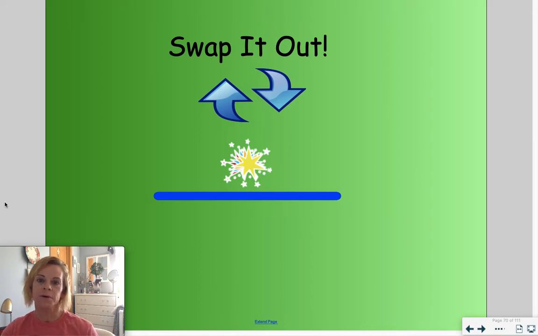Let's try a couple more. My word today is kit. Let's stretch it out. K, i, t. The sound in the middle is i. Let's change it to a. What would the new word be? That's right, it would be cat.